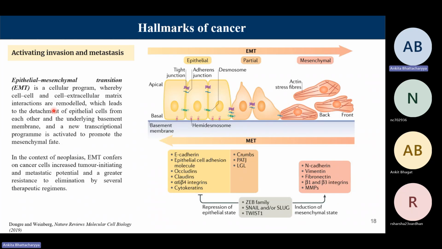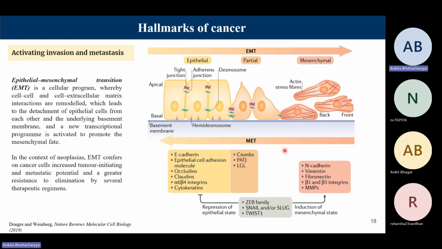So as a consequence of that remodeling, these cells detach from each other, they detach from the basement membrane, and it pushes for the mesenchymal fate instead of the epithelial fate. So EMT gives them more tumor initiating and metastatic potential, and they become more therapy resistant as well. So you can see this was the EMT progression from the epithelial cells. There is partial change. Eventually, the cells become mesenchymal in nature.